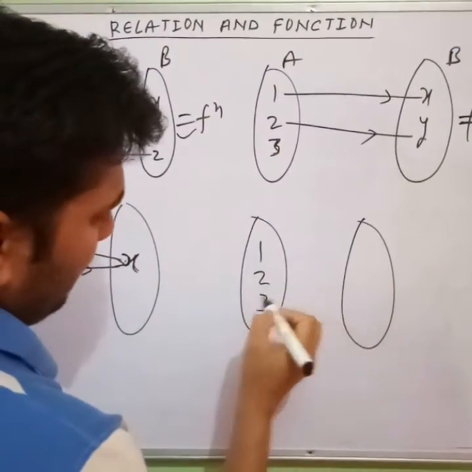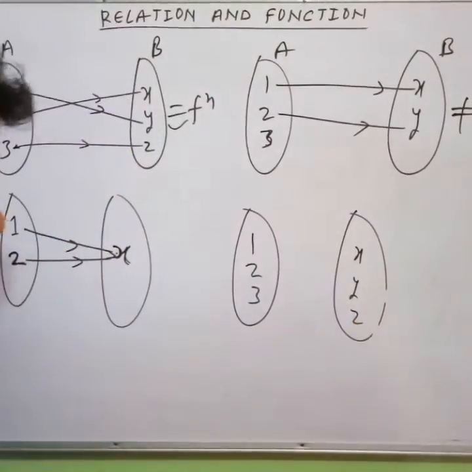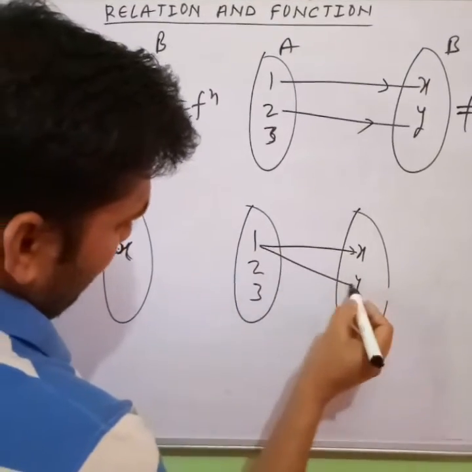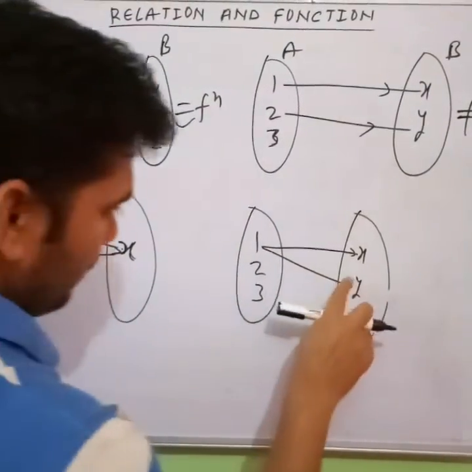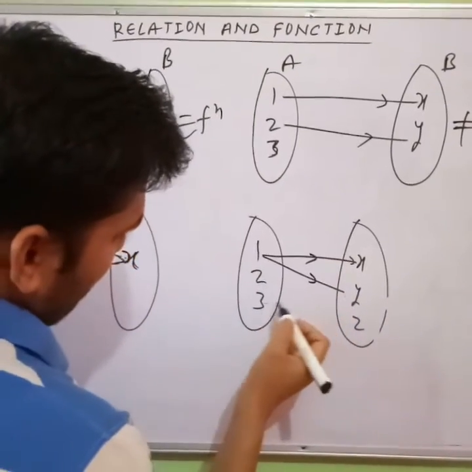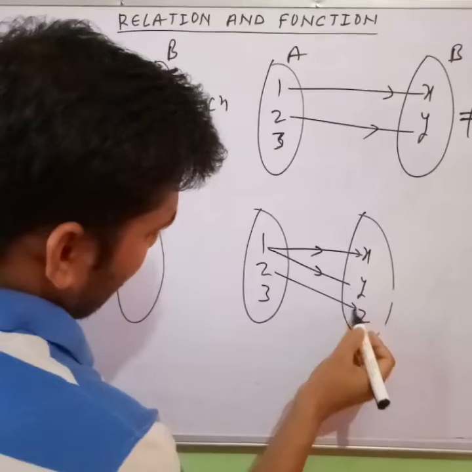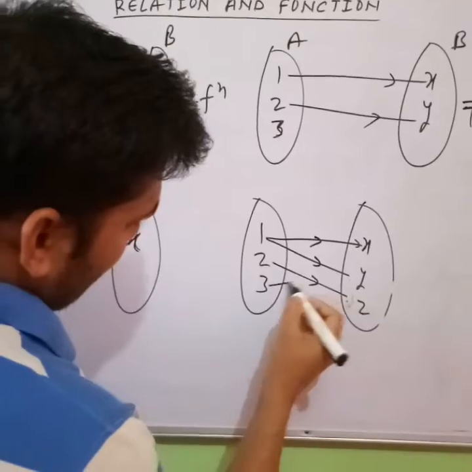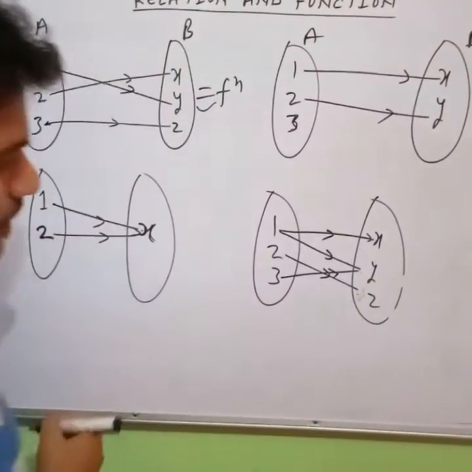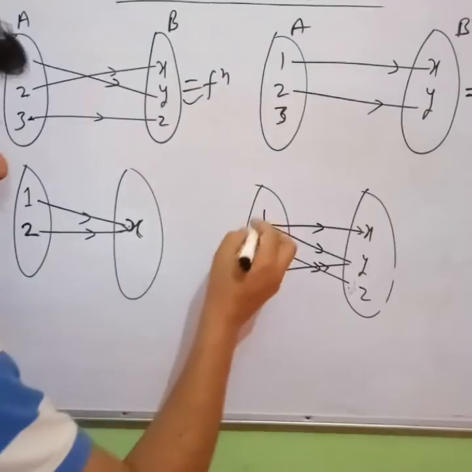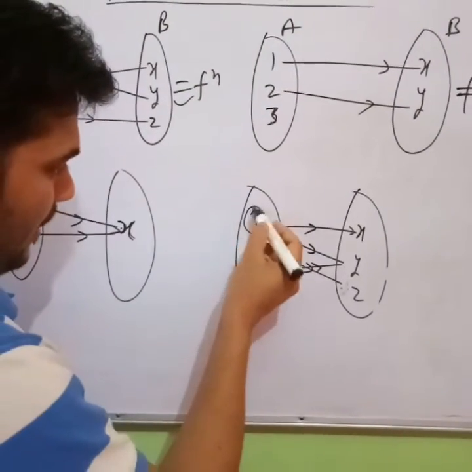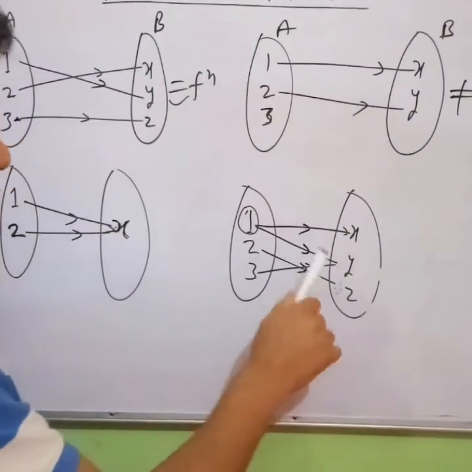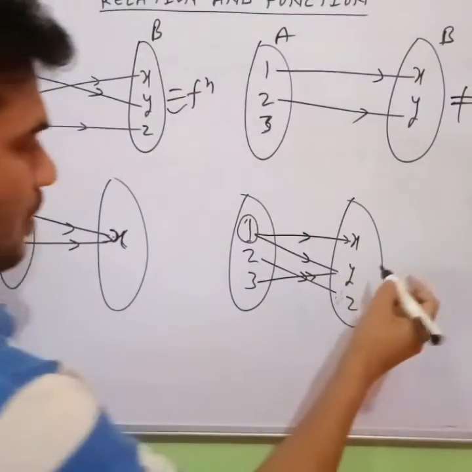Suppose 1, 2 and 3, here x, y and z. Suppose this element has image 1 and this element has image 2. It may be 3 and, but this is not a function. Why? This element has two images. Every element has a single image according to the definition. So this is not a function.